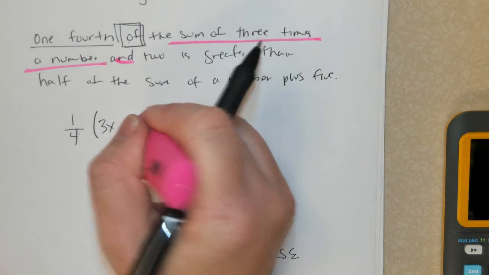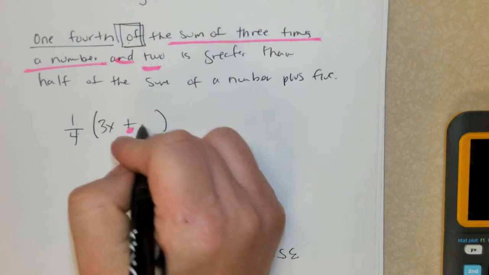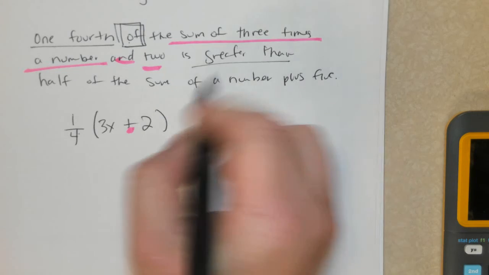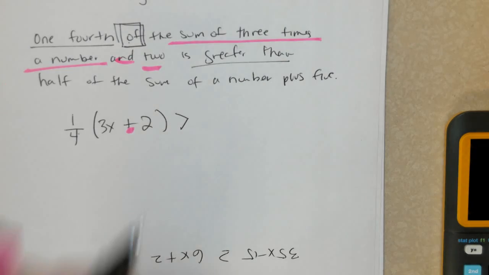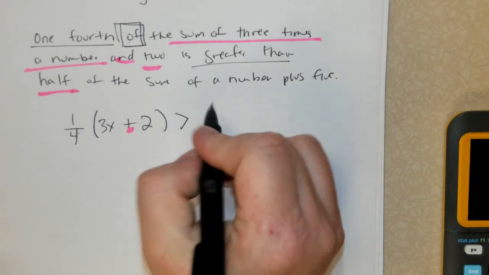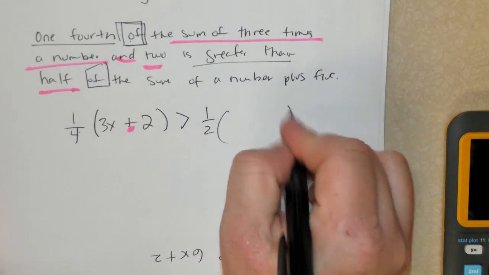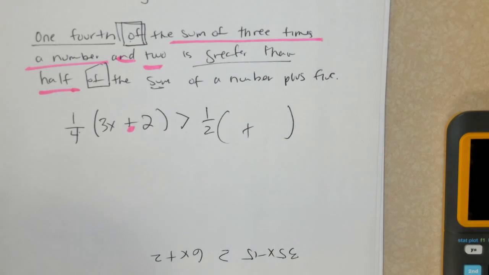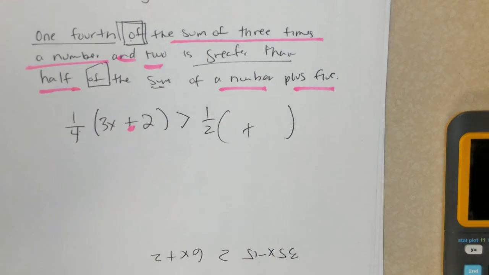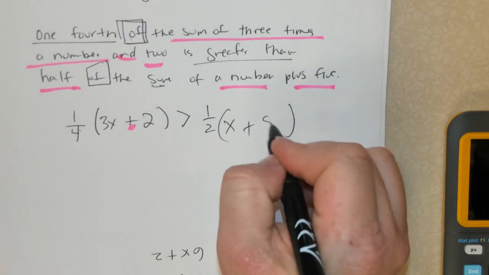And that's like your plus sign and 2. How do I write is greater than? Is greater than. Okay, half of means, again, to multiply. And what am I going to multiply? The sum of a number plus 5. A number plus 5.